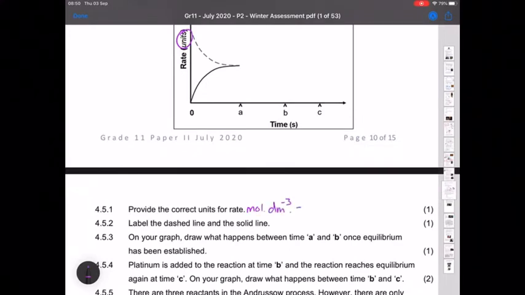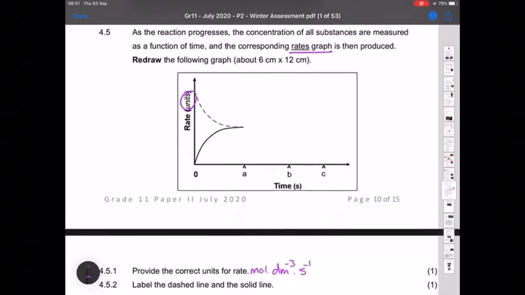Moles per decimeter cubed per second. Again, from your notes, label the dashed line and the solid line, and this is where things went terribly, terribly wrong. A rates graph represents the rate of the forward reaction and the reverse reaction. Please, so many of you told me that it was for products and reactants. No, it's not. The lines do not represent products and reactants. They represent the rate of the forward reaction and the reverse reaction.